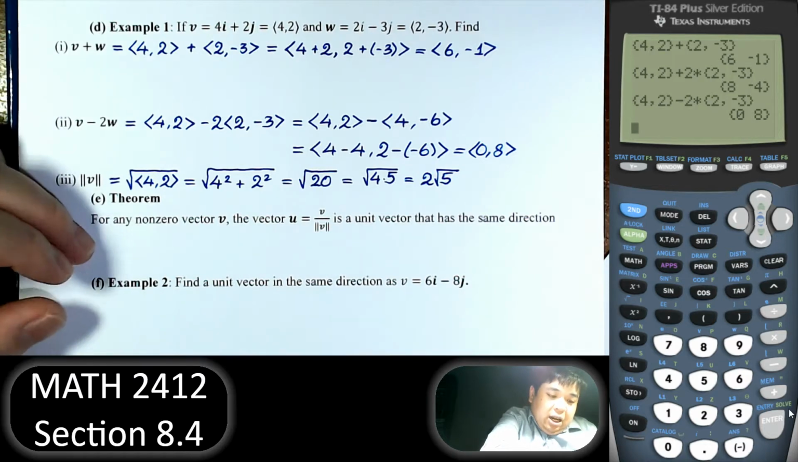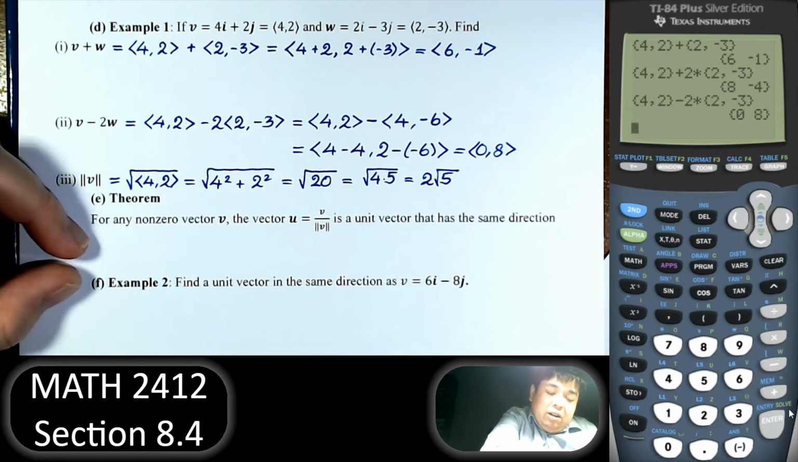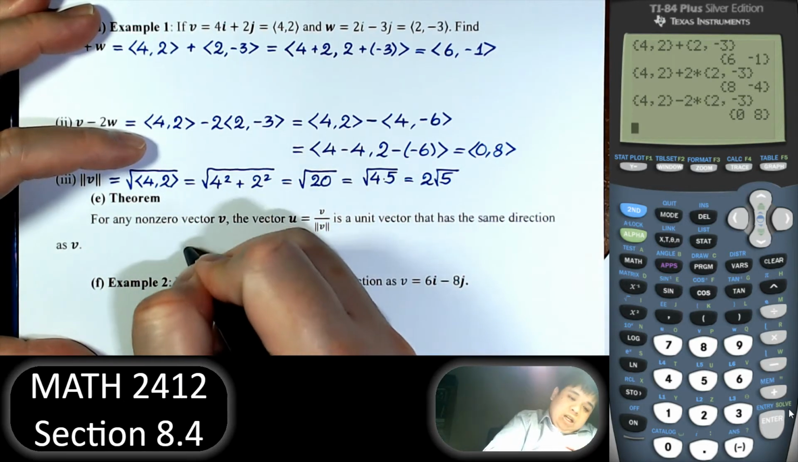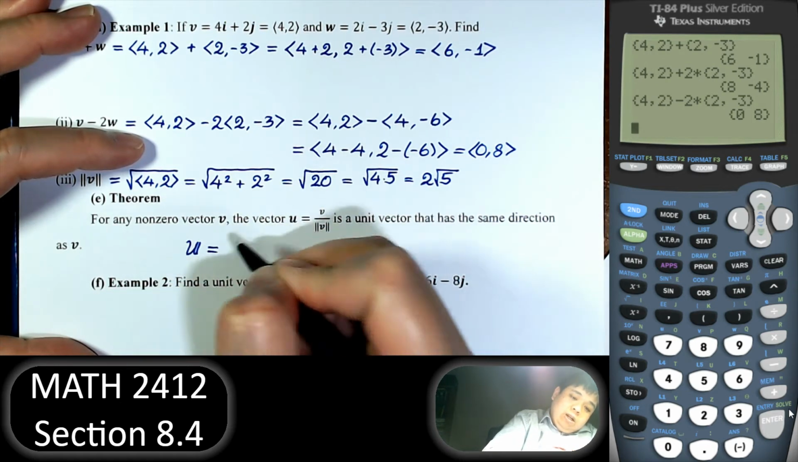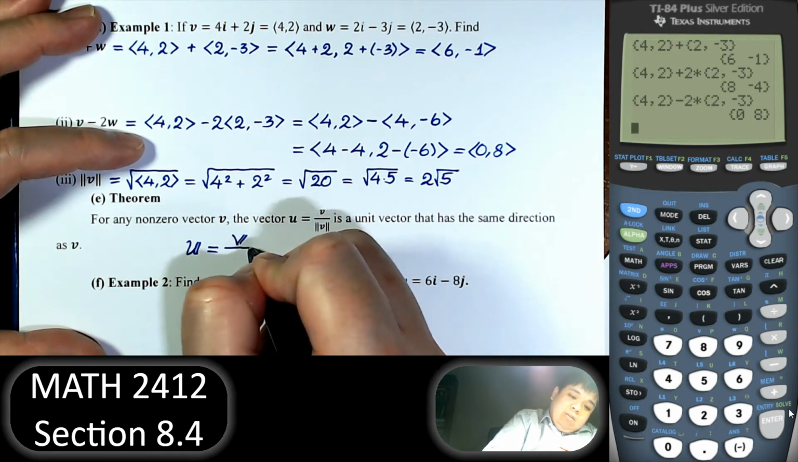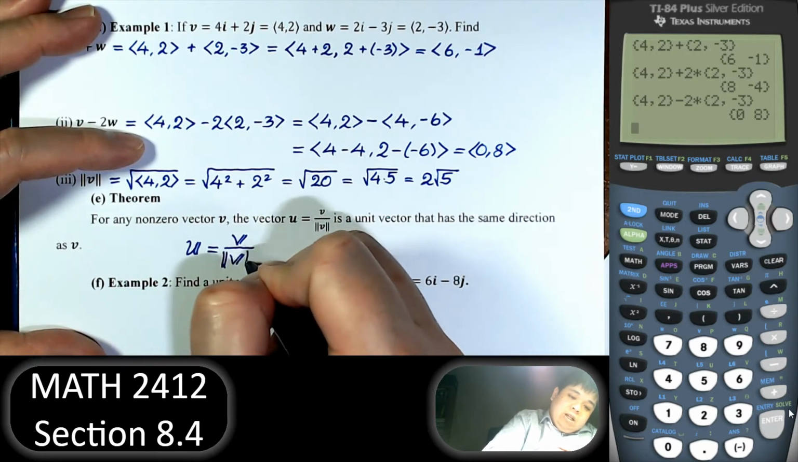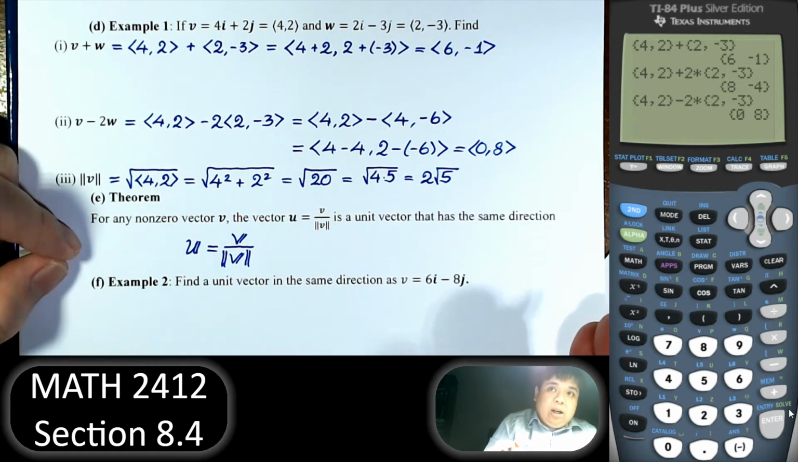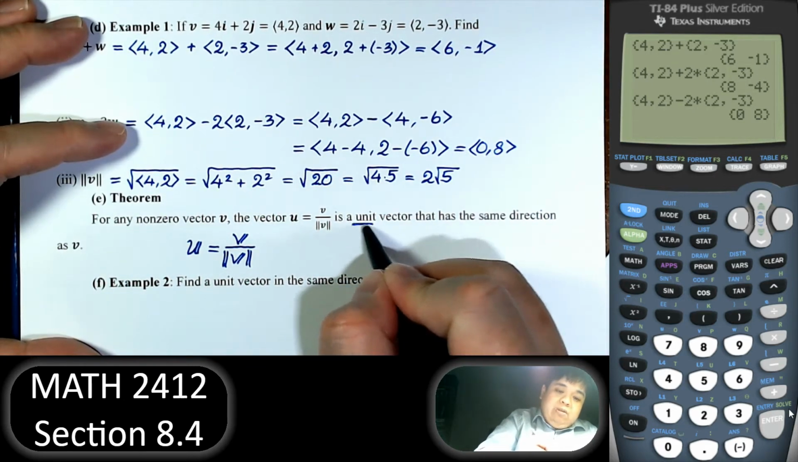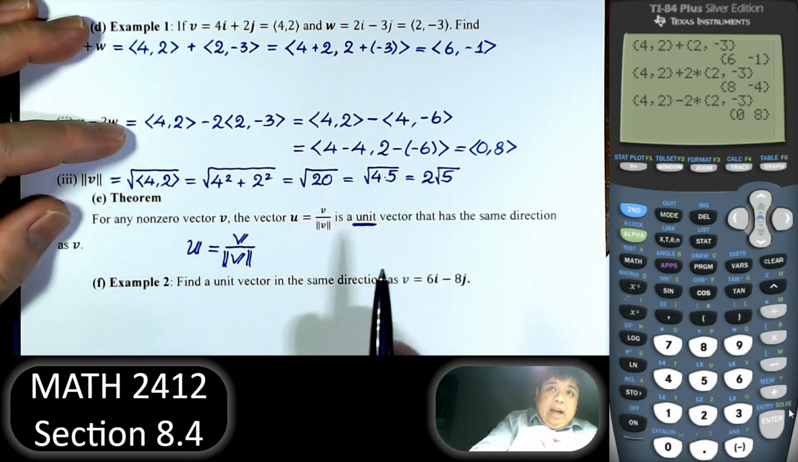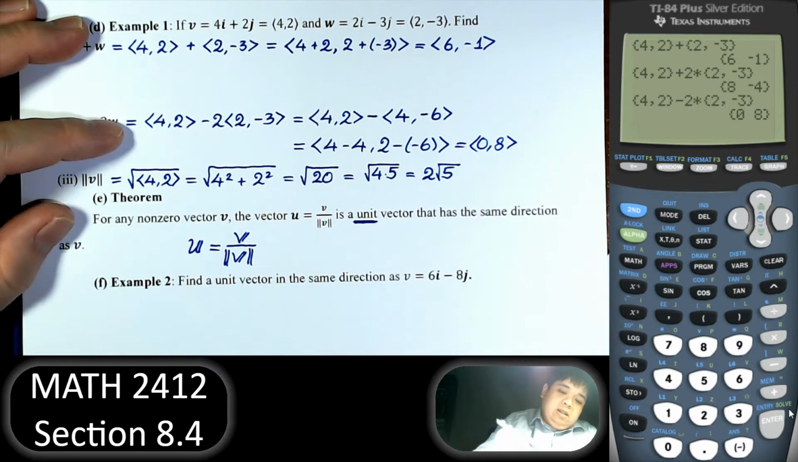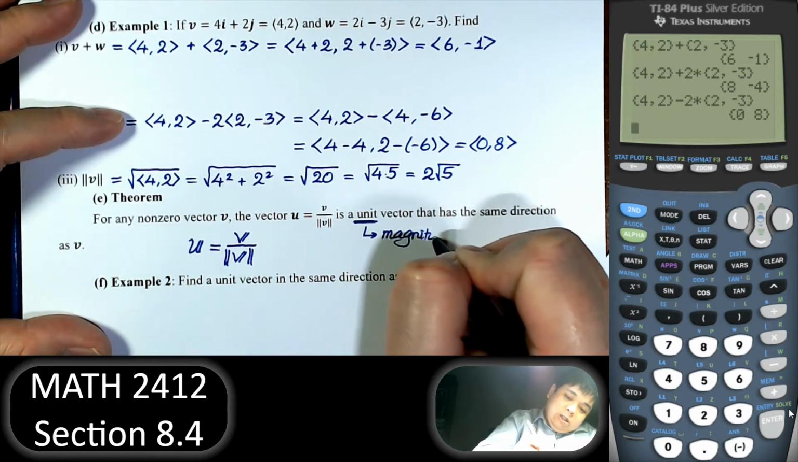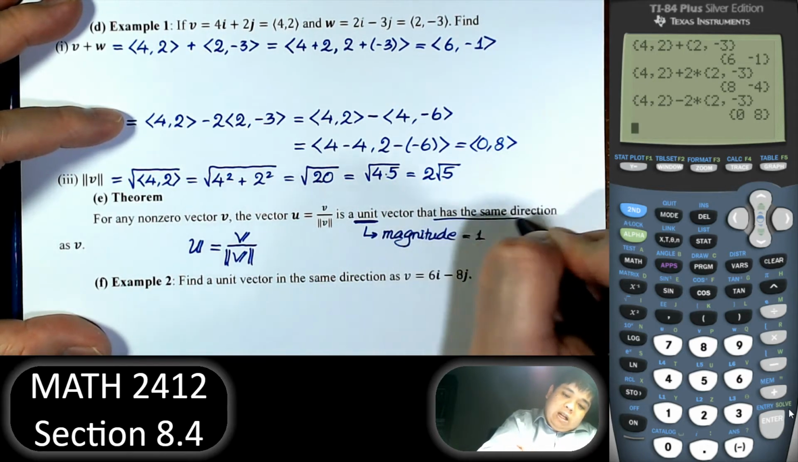Right. Next, for any vector v, the unit vector u is a unit vector that has the same direction as v. So we say the unit vector u will be equal to the vector v divided by the magnitude of vector v. So this vector u will be in the same direction as vector v, but the magnitude is equal to 1. Unit means that the magnitude is equal to 1, and it has the same direction as v.